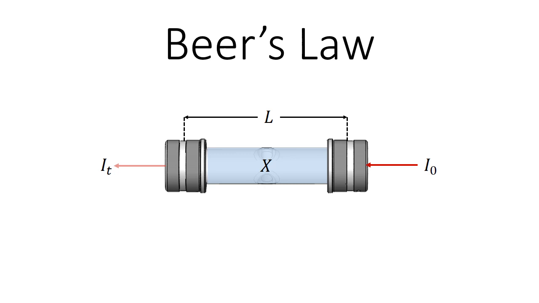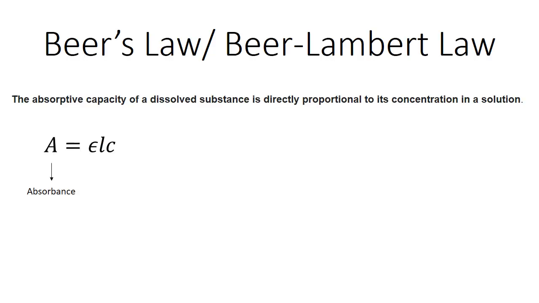Assuming we know some other properties of the sample and the species of interest, we can use Beer's law to determine X from I sub t and I naught. Beer's law is also referred to as the Beer-Lambert law, and it states that the absorptive capacity of a dissolved substance is directly proportional to its concentration in a solution.